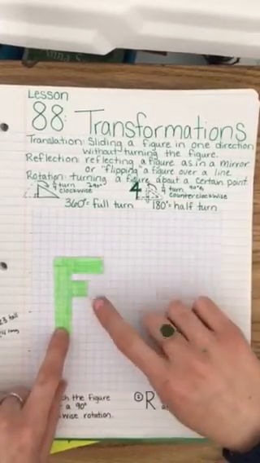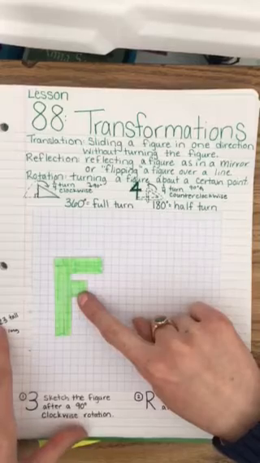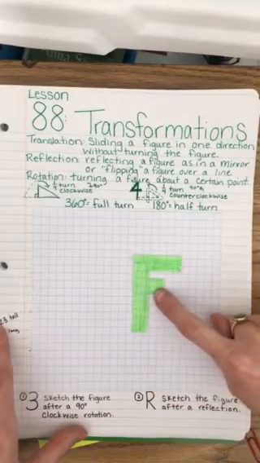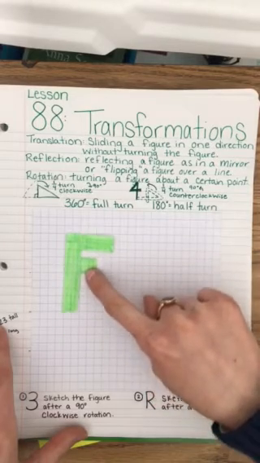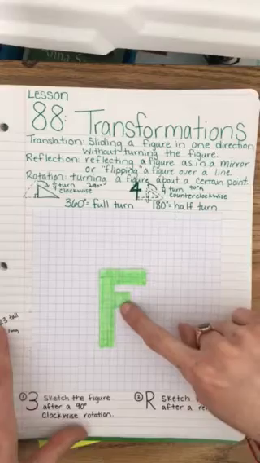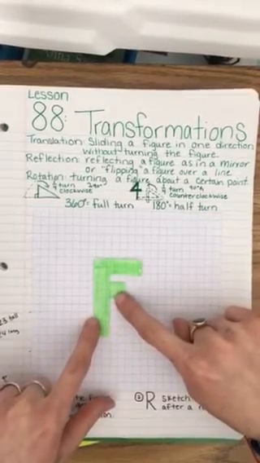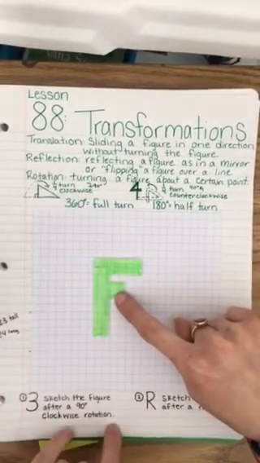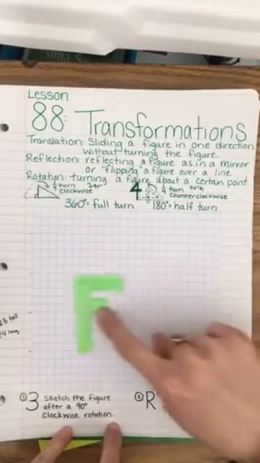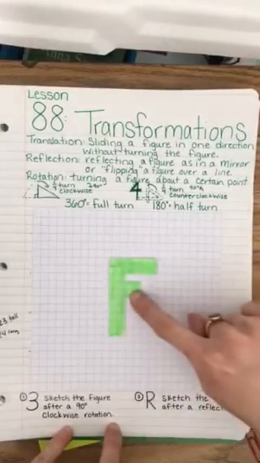So a translation is sliding the figure in one direction without turning the figure. That could be sliding it to the right, sliding it to the left, sliding it up, or sliding it down, okay? Those are all translations. Your figure is going to stay the same. It's going to still look like an F, just the correct way. It's just going to be in a different location, but just the same way.